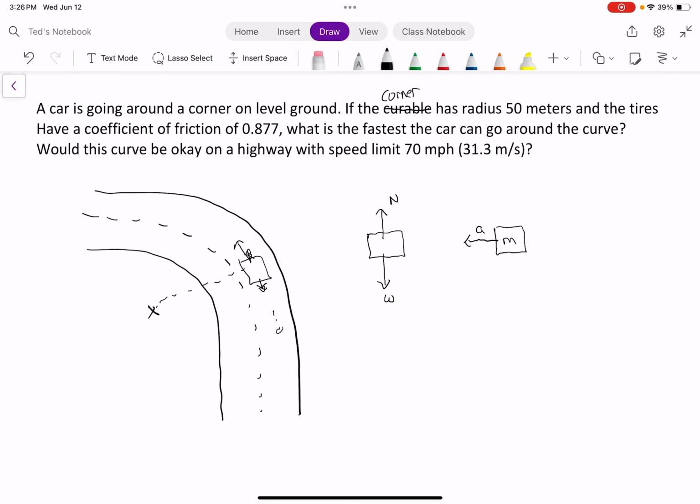What forces could be pushing the car to the left? I'm just going to pause for a minute and let you try to think about what those forces might be.